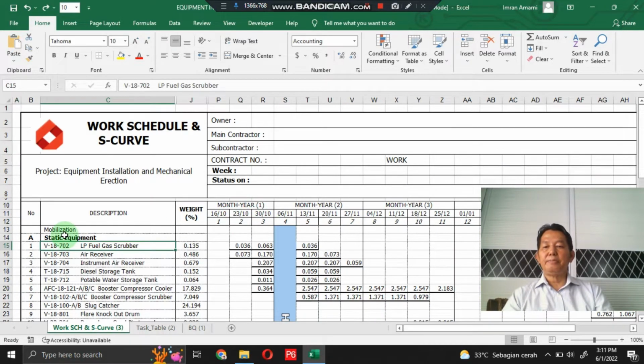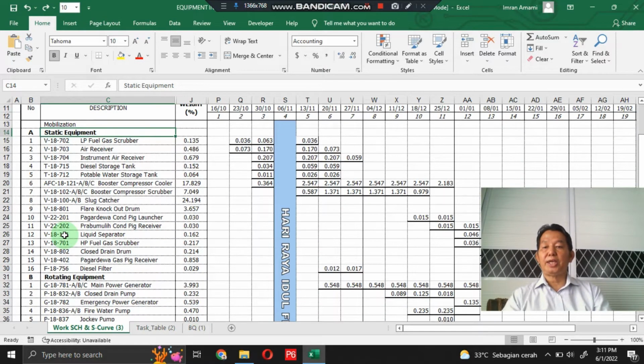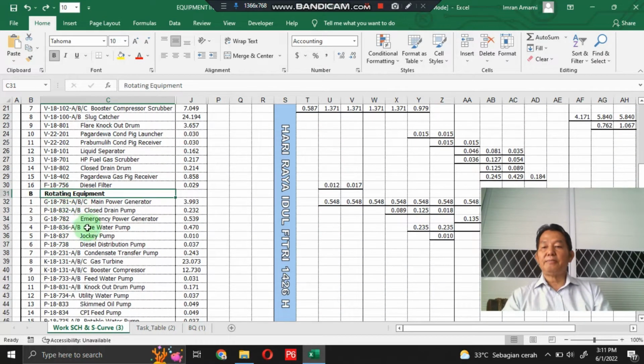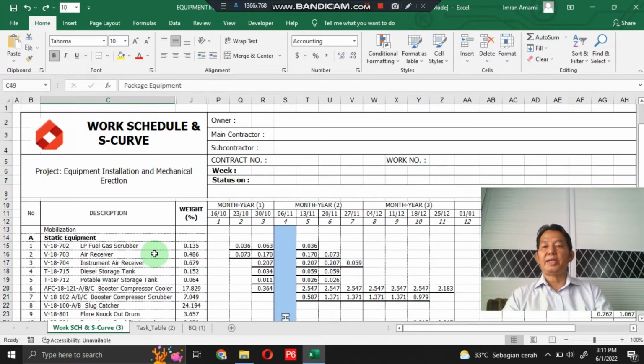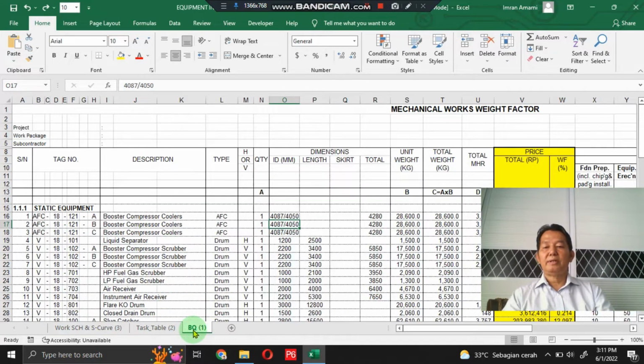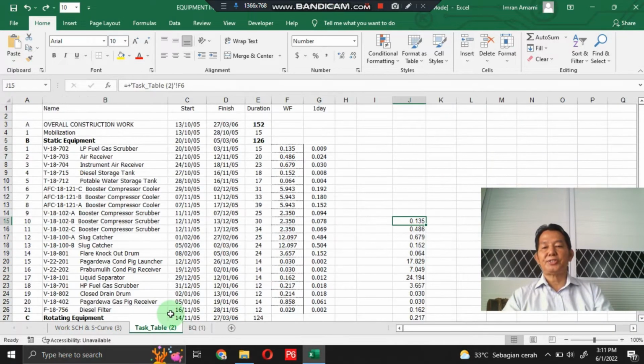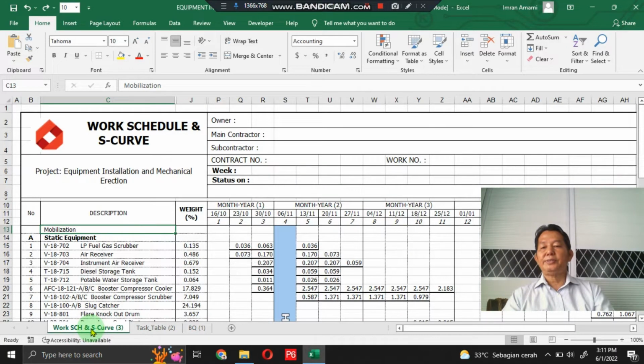There are three major kinds of equipment in this template: static equipment, rotating equipment, and package equipment. This template is divided into three main worksheets. First, bills of quantities. Second, task table. And third, work schedule and S-curve.